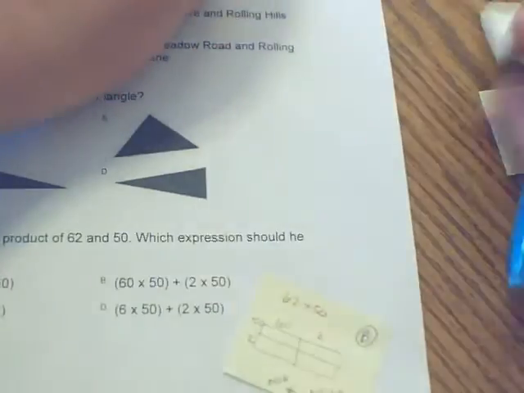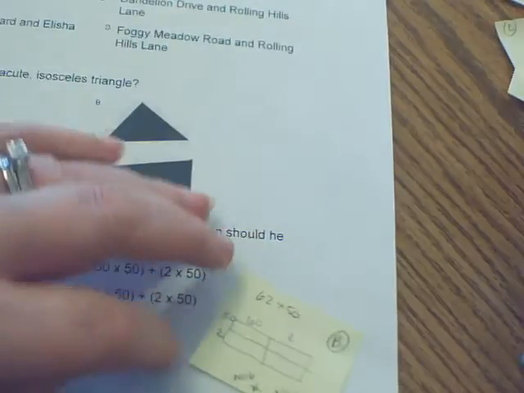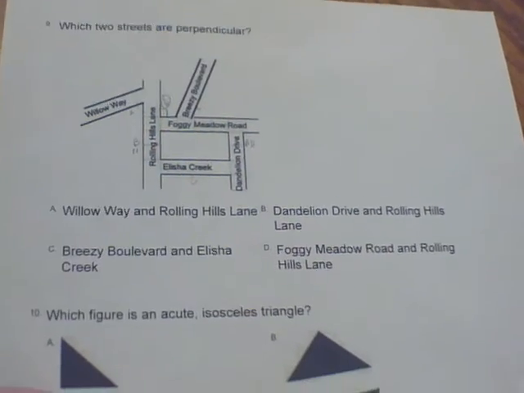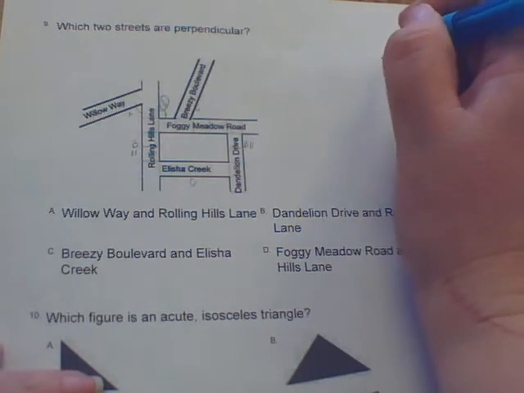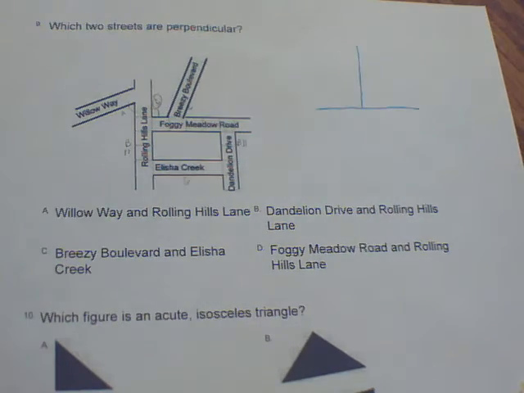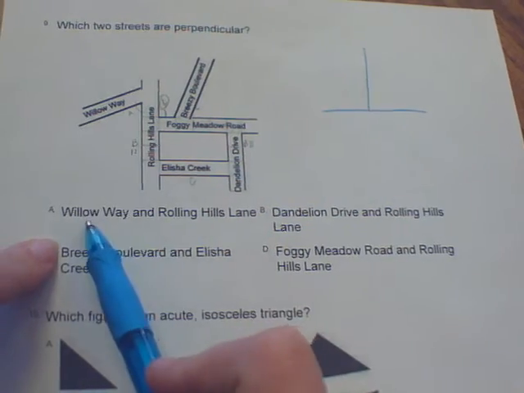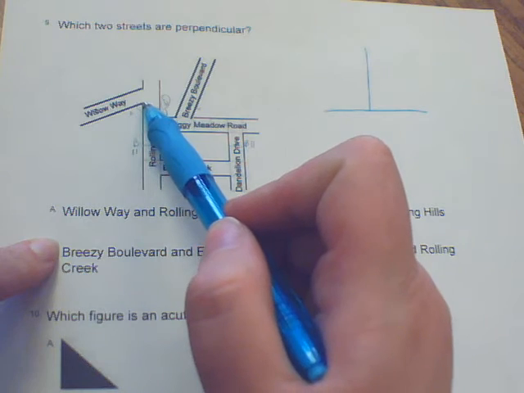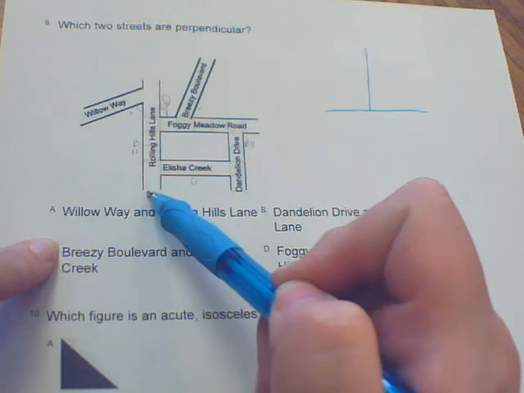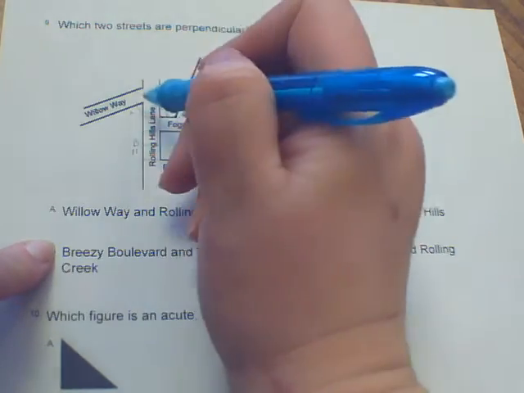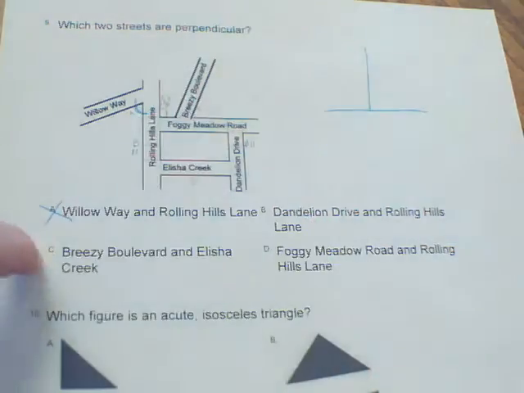Let's look at these 3. 9, 10, and 11. So 9 says, which 2 streets are perpendicular? So remember, perpendicular is like this. That's what perpendicular is. So which ones cross? Willow Way and Rolling Hills Lanes. Here's Willow Way, and here's Rolling Hills Lanes. Are those crossing like this? No, I see an angle there, but it's definitely not perpendicular.